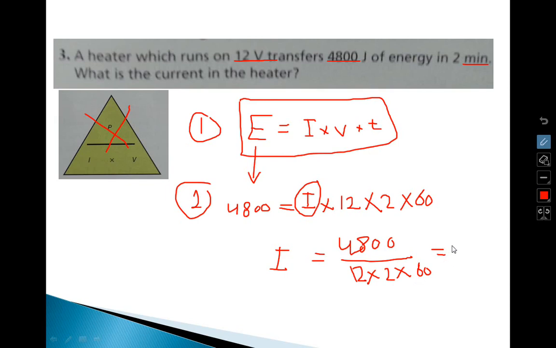I think the result will be 33. Yep, I think 33.333 ampere. So this is the final result. So this heater will transfer current of 3.333 ampere. Okay.